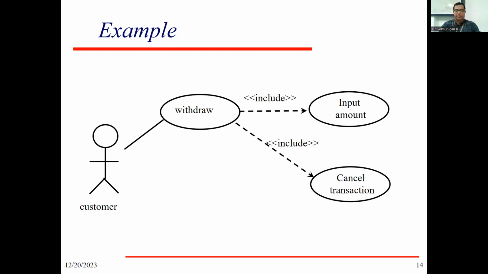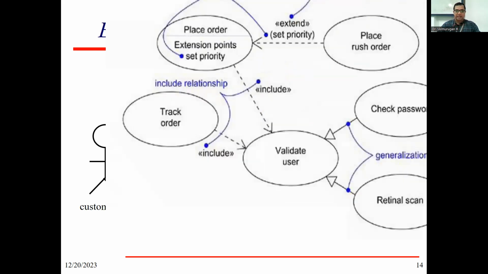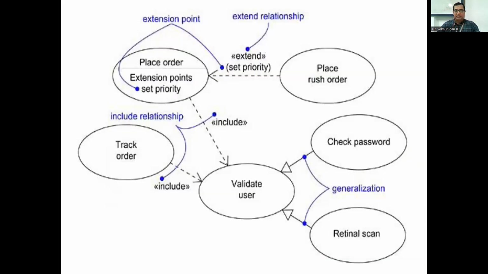So we have to input the amount we are looking to withdraw from the account. As well, if after giving withdraw I feel like I want to cancel the transaction, I should be given the option to do that also. So these two are the major concerns for this withdraw process to happen. That is the kind of support that the include stereotype is going to give in terms of use case diagrams.